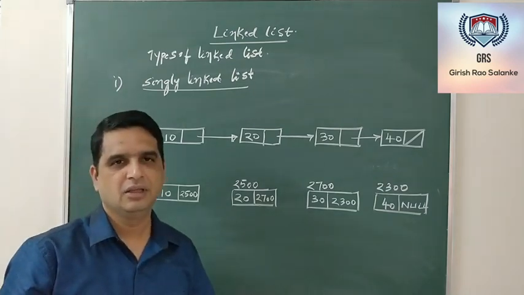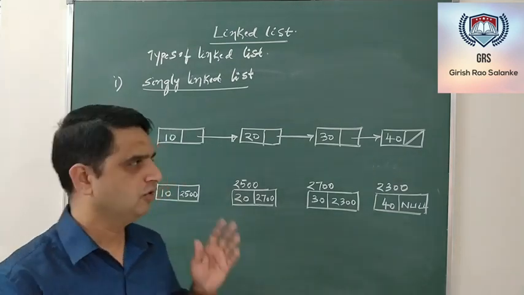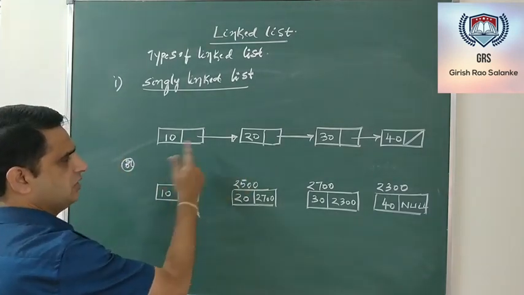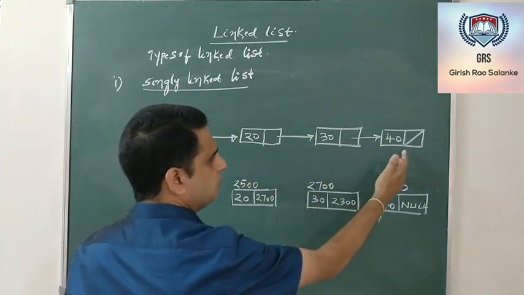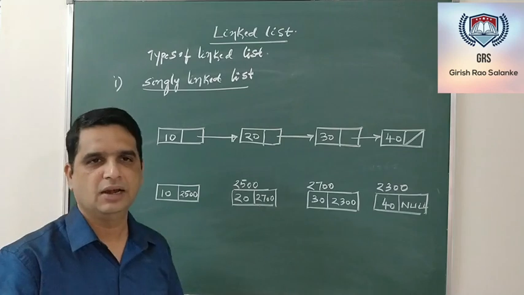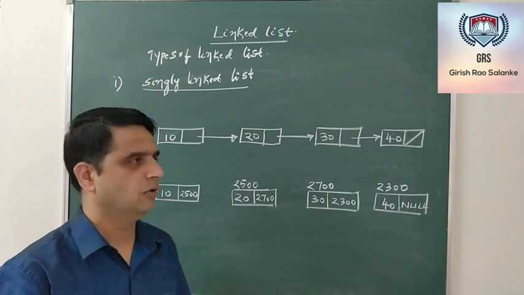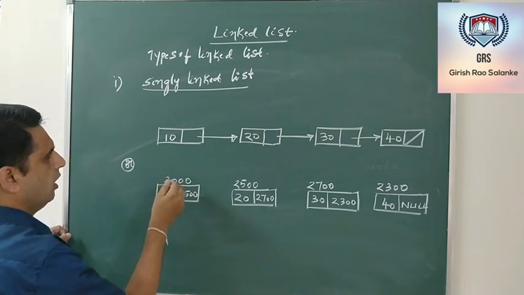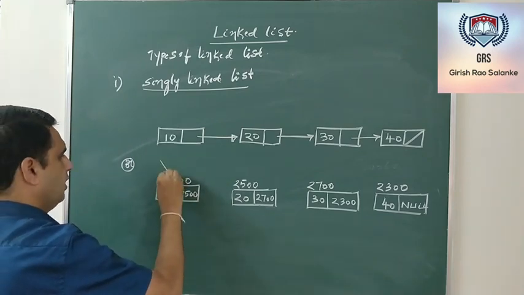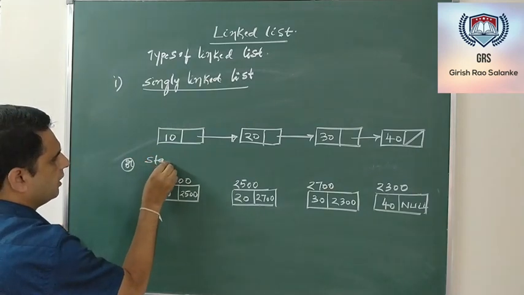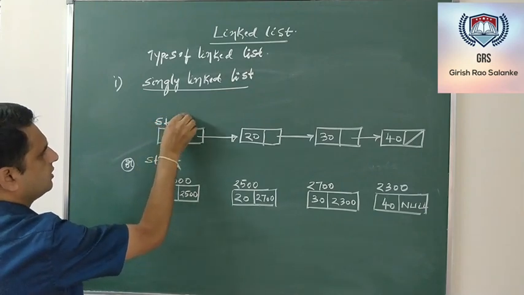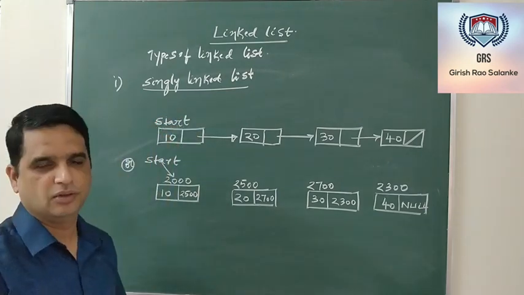Now for any data structure, there has to be a reference node. So if you see this particular diagram, the reference node is the first node, because the second node's address is there in the first node, the third node's address is there in the second node, the fourth node's address is there in the third node. Now there has to be a variable which holds the address of the first node. Assuming that my first node is stored in memory location 2000, the first node's address can be stored in a variable by the name start. Start is the address of the first node.